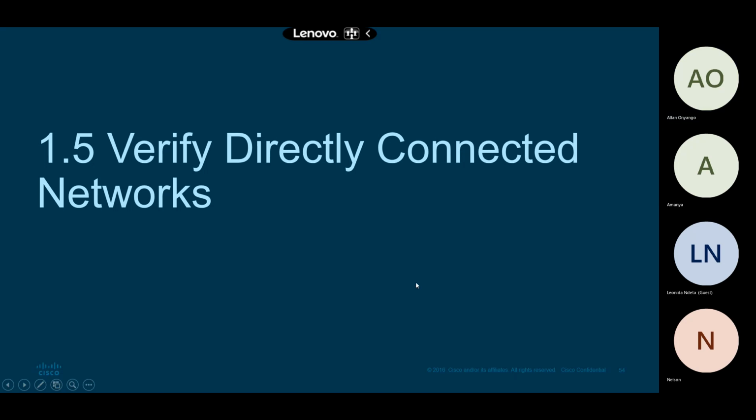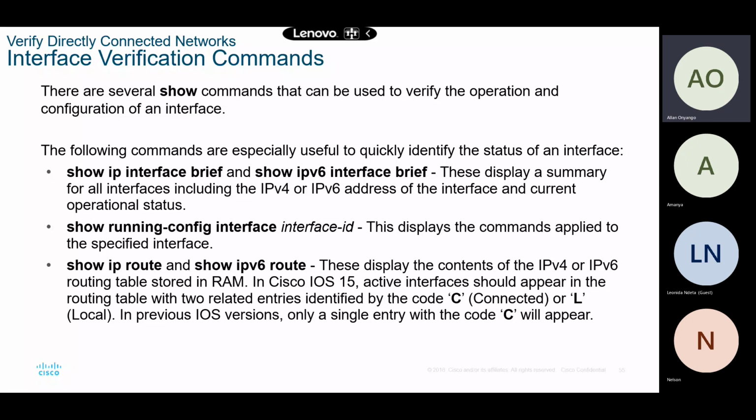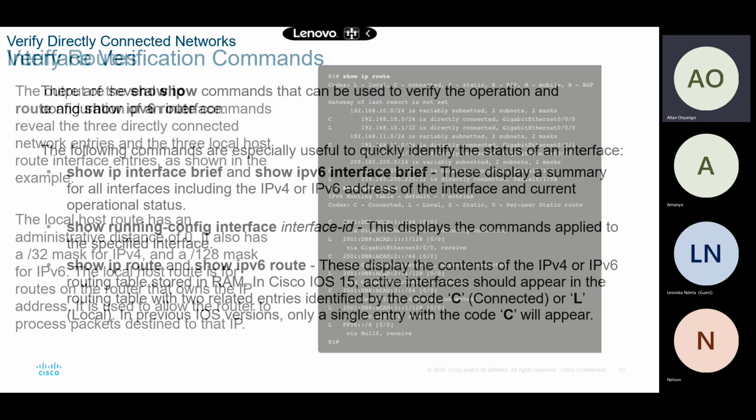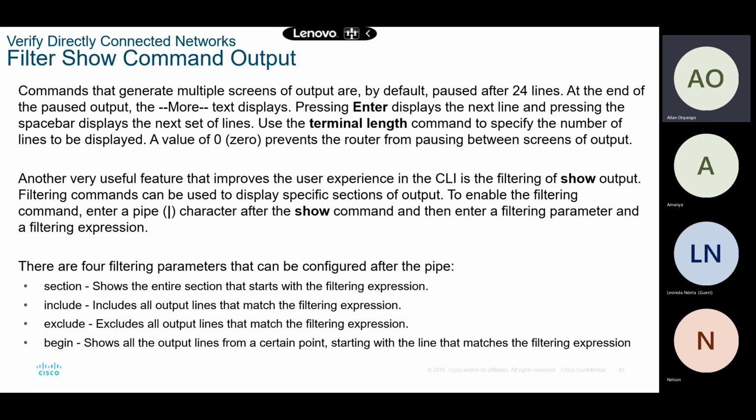All right. So in terms of verifying connectivity, these are your show commands. These are normally your show commands. Show IP interface brief, or the show IPv6 interface brief. Show running configuration file, or show IP route to view the routing table. And these are commands we'll be using every now and then, okay? You'll be practicing to use these commands almost every day. Of course, we have the filter show commands.